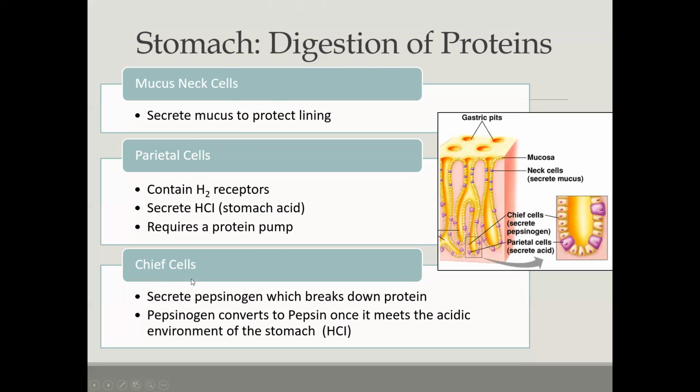Then there are the chief cells. They secrete pepsinogen, which breaks down the protein. Pepsinogen converts to pepsin once it meets the acidic environment. So if we neutralize the environment, we're not going to get this conversion of pepsinogen to pepsin. So you can see how a different medication might affect this system as well.